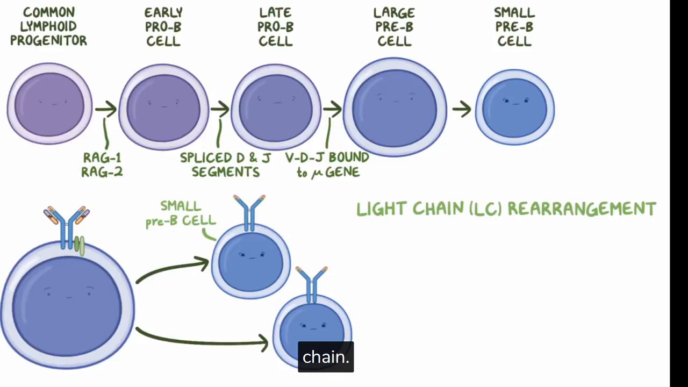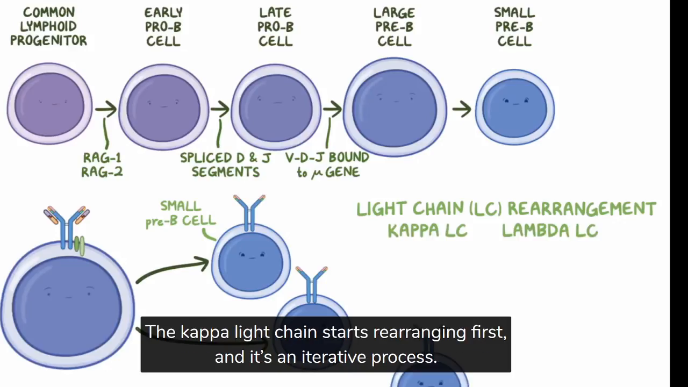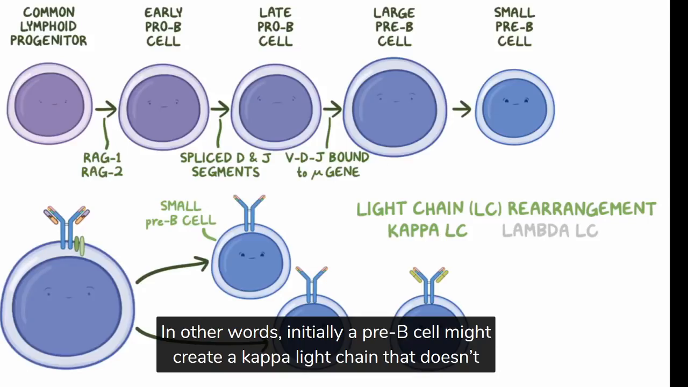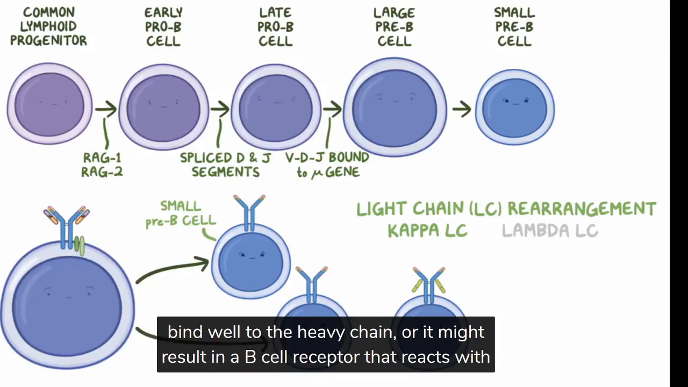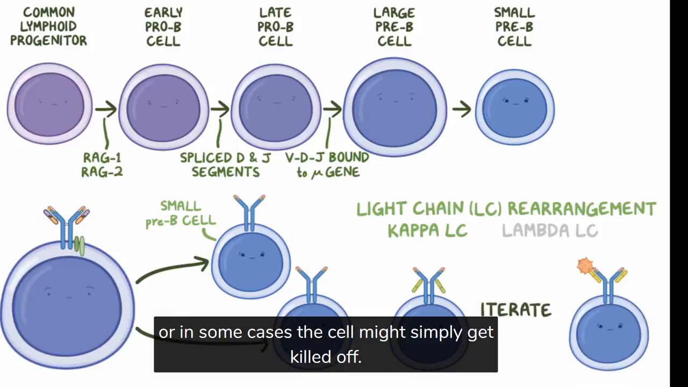And there are actually two types of light chains, a kappa light chain and a lambda light chain. The kappa light chain starts rearranging first, and it's an iterative process. In other words, initially a pre-B cell might create a kappa light chain that doesn't bind well to the heavy chain. If that happens, the cell will either get a chance to iterate and try a different arrangement, or in some cases the cell might simply get killed off.